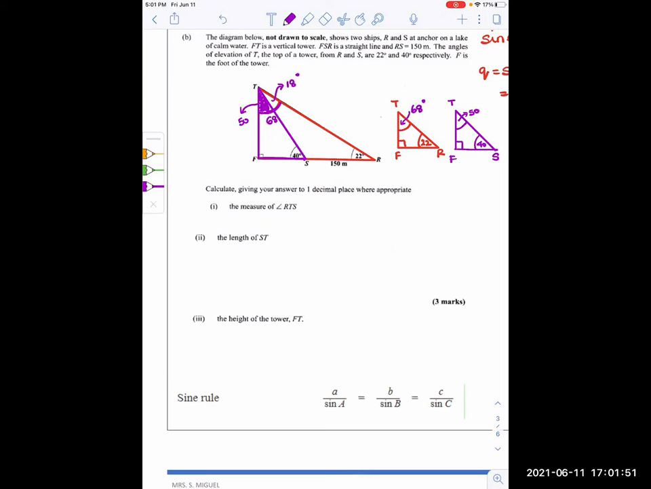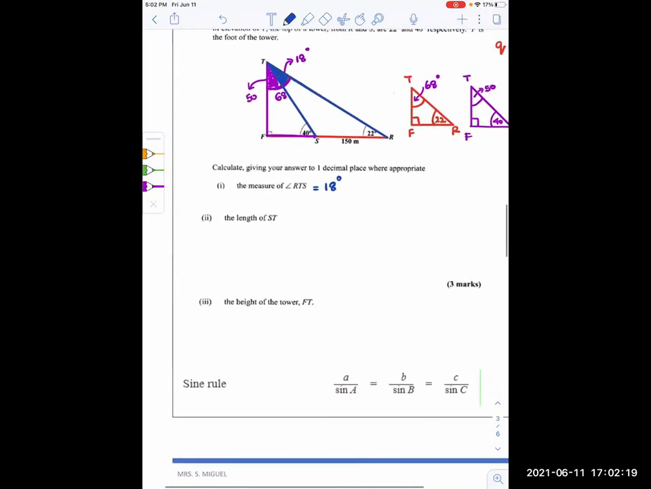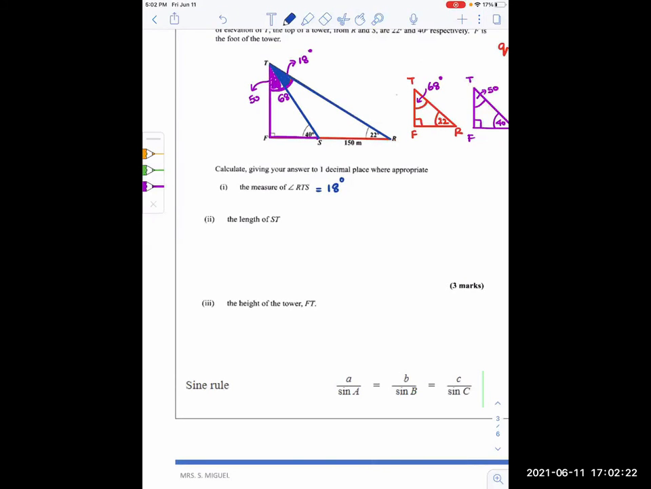So angle RTS, this is the measure of angle I want, in blue here. So this is 18 degrees. Do you all agree with me? Right. We get a chance to use the sine rule again. I'm going to redraw this triangle here. So you all pay attention if you got lost during that first question. We still have some time.